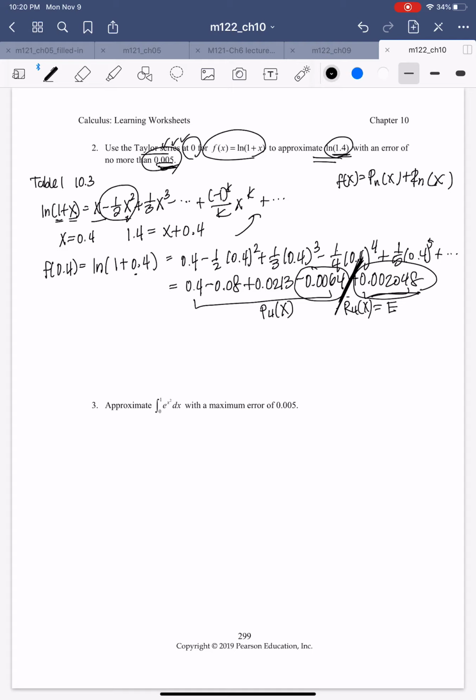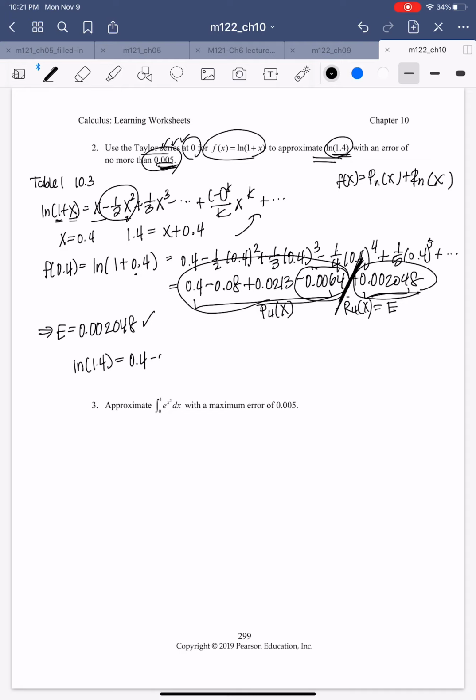So I know that the fifth term is my necessary term. Okay, so my error bound is 0.002048, which is less than 0.005. That's good. So your ln of 1.4 approximation will be just this one using the Taylor polynomial, and that value will have error less than 0.005. In fact, 0.002048.